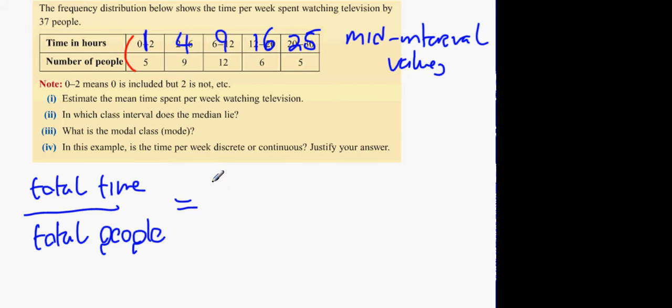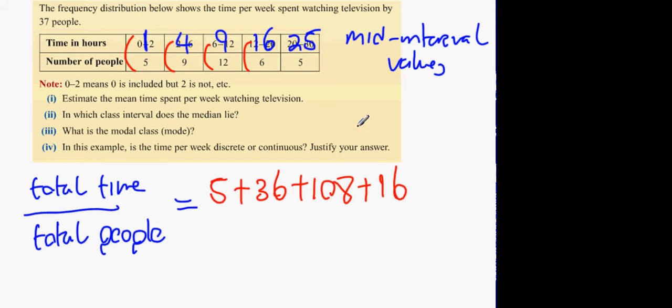1 by 5 is 5. 4 by 9 is 36. 9 times 12 is 108. 6 times 16 is 96. 5 times 25 is 125. Okay, we bring it over and then we do the total people.